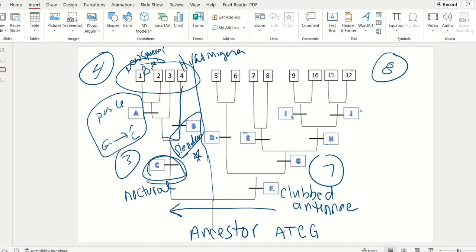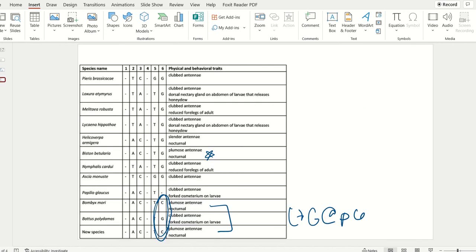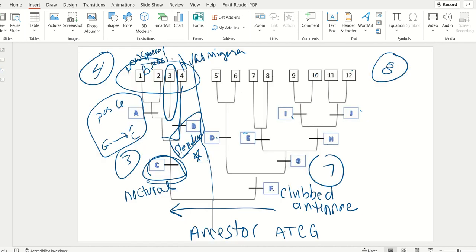and the Bombyx mori. And so now, after placing all those, we can figure out that this third species is the last one that doesn't have any differences, the Biston betularia. So B. betularia can go here.